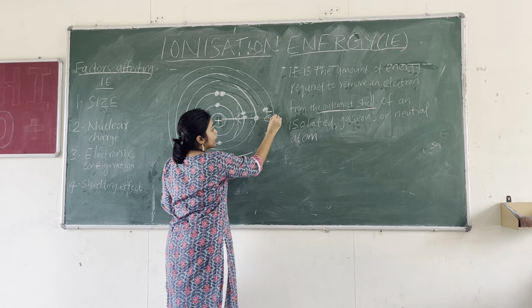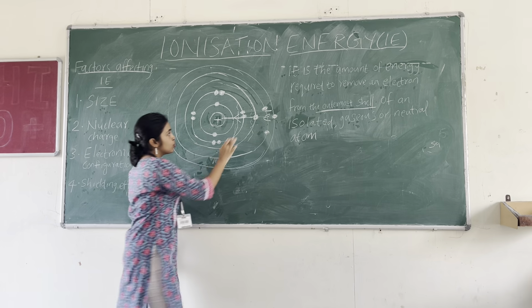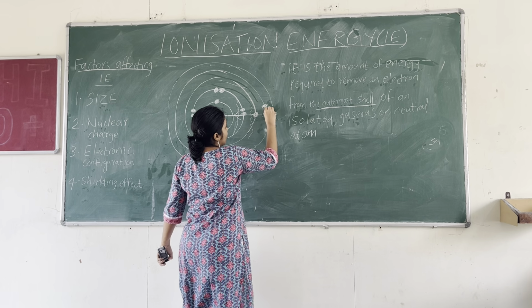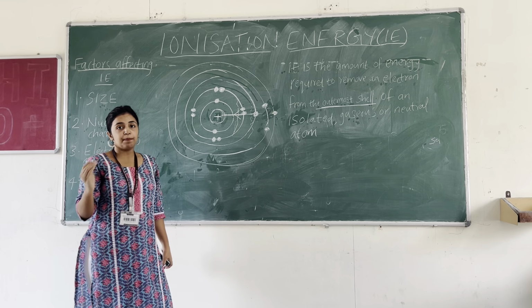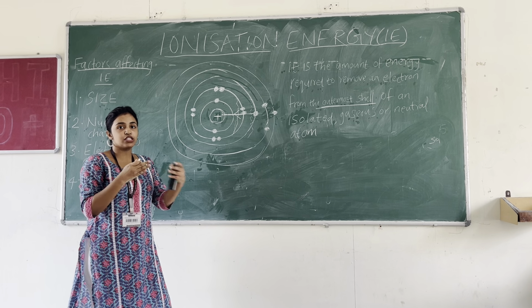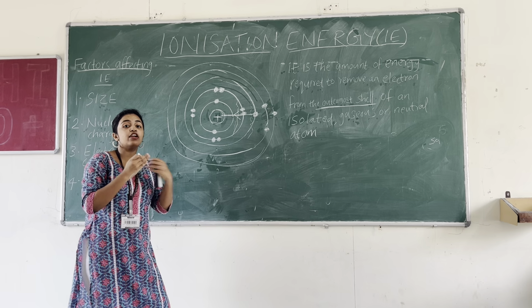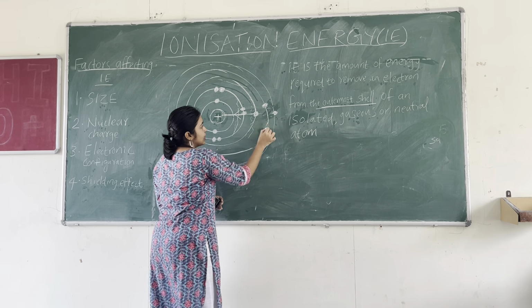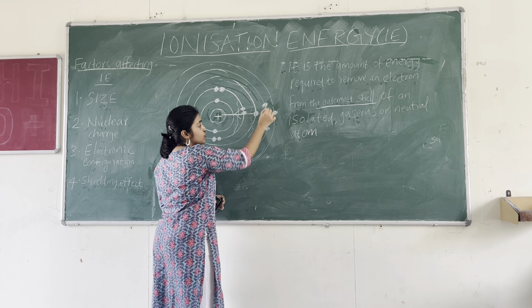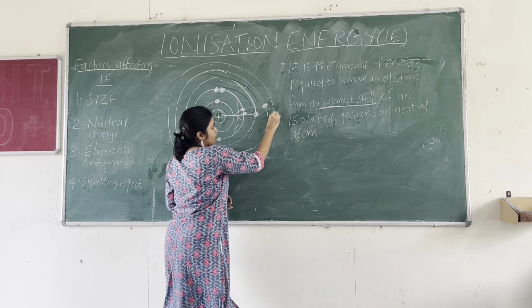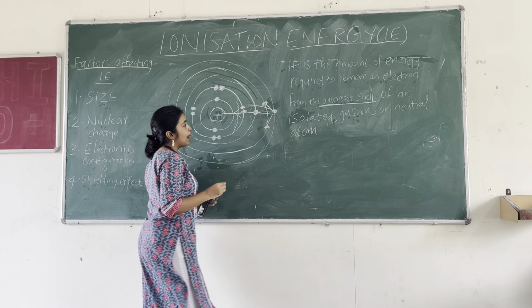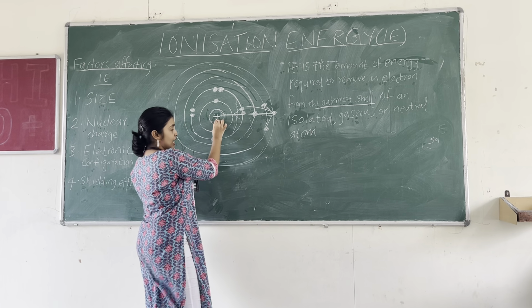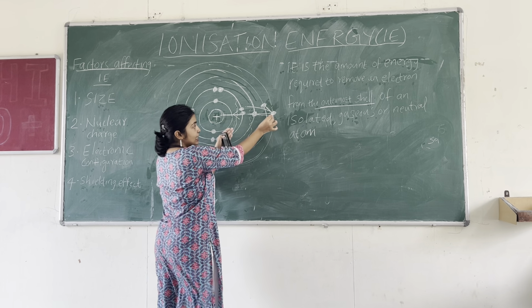And we know that the electron is negatively charged. So what will happen? All these electrons, there will be a repulsion. Repulsion means like charges, same charges will repel each other. All these are negatively charged. These charges will repel each other. Like there will be a repulsion between all these electrons. So what will happen? I told you this attraction between nucleus and this electron.